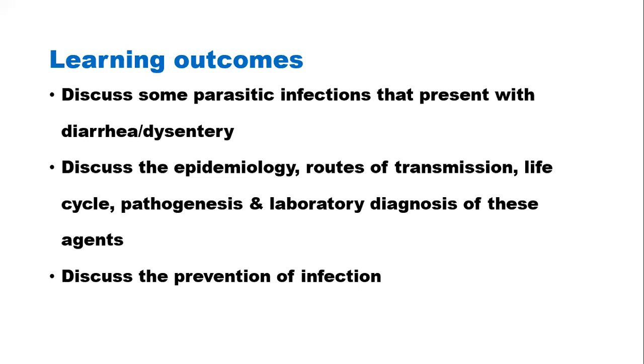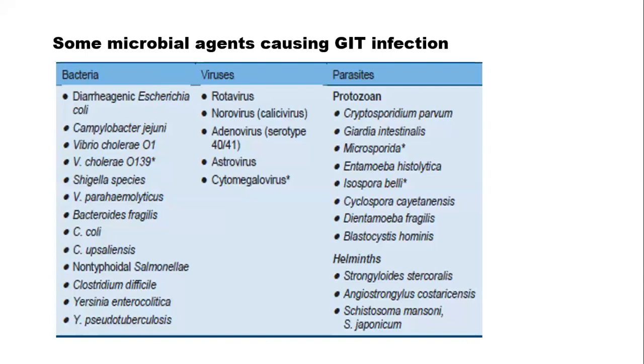Remember that a very important component involving a parasite includes the life cycle, the pathogenesis, laboratory diagnosis, and how infection can be prevented. You still remember this table I showed you in the very first lecture. Remember I told you that we have diverse agents that could lead to GI infection. So we're going to focus on protozoan parasites and helminths today.